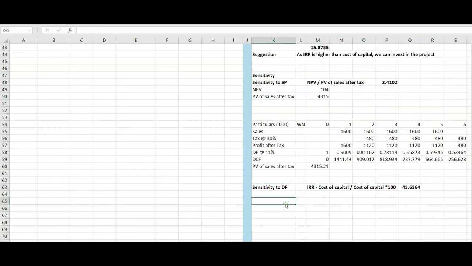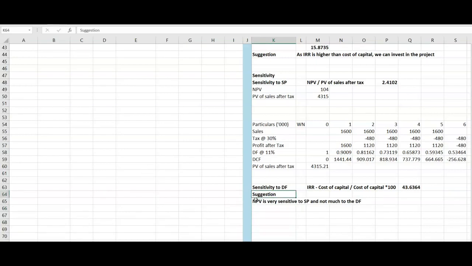So you just have to write that. NPV is sensitive to the selling price and not much to the discount factor, okay. Or you can say NPV is very sensitive to selling price or not much to the discount factor. So this can be your suggestion, okay. But don't write such a small suggestion. Write it in at least 2-3 lines, so that you'll get the marks, okay.